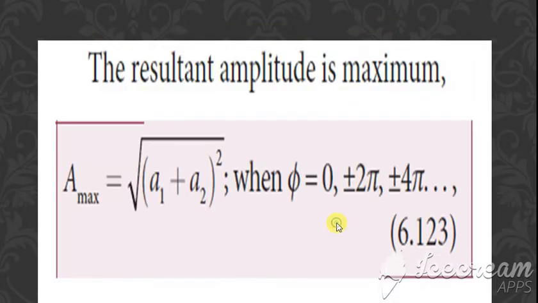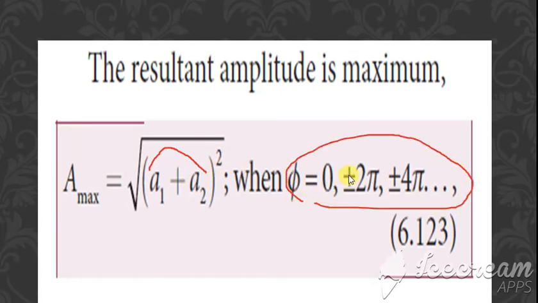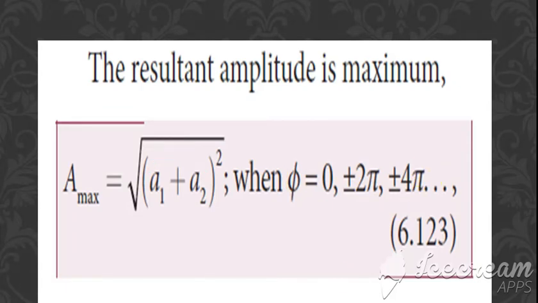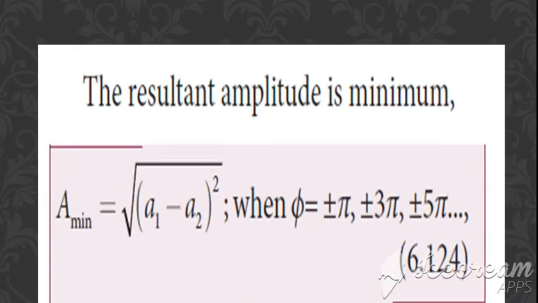Now the resultant amplitude is maximum when you add these two: a1 plus a2 the whole square, and the values of phi are 0, plus or minus 2 pi, plus or minus 4 pi. This is for maximum amplitude. Next is minimum amplitude, a1 minus a2 the whole square, and the values are plus or minus pi, plus or minus 3 pi and plus or minus 5 pi. So these values will give the minimum.